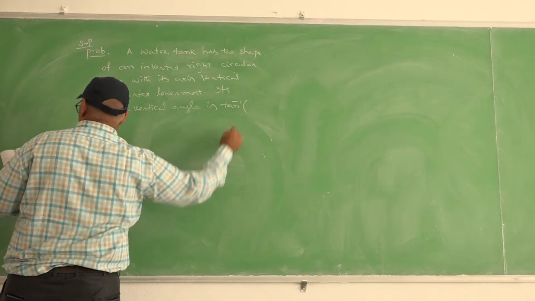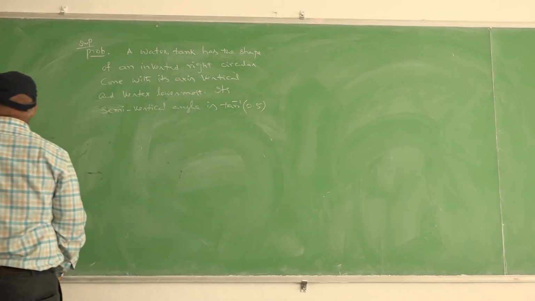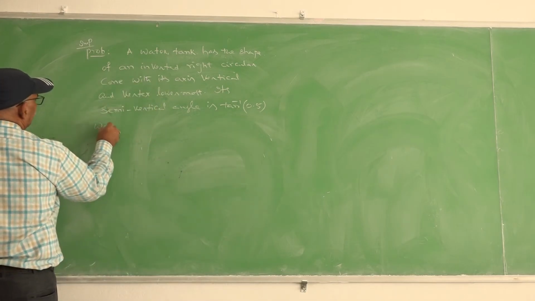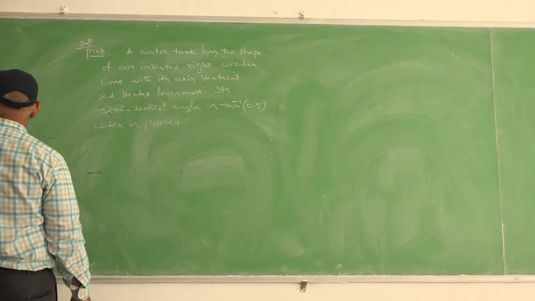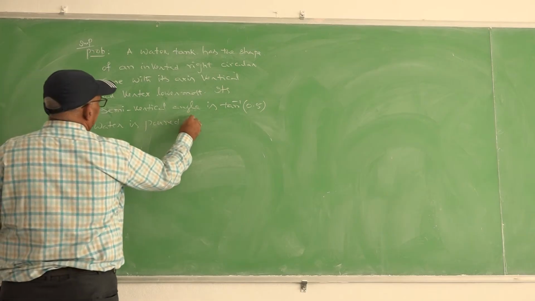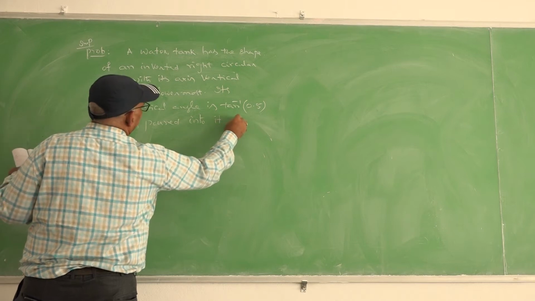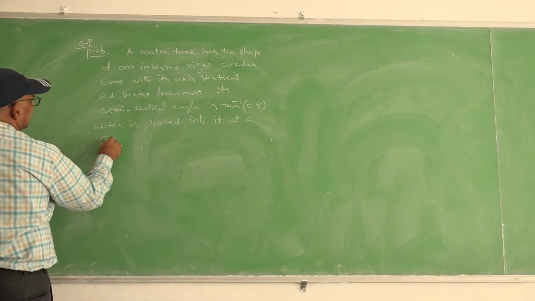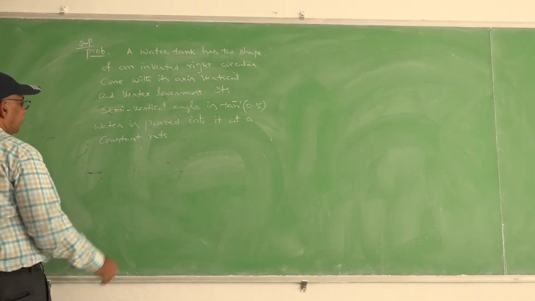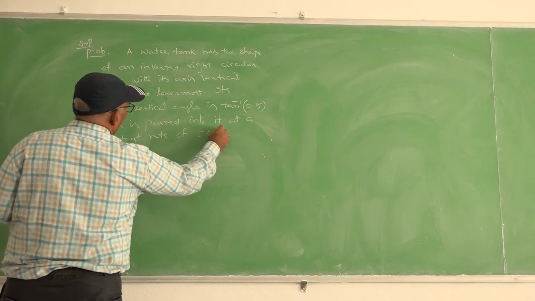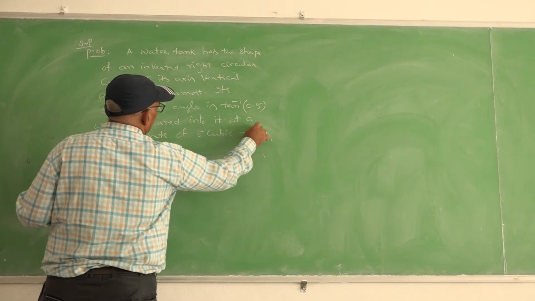Is tan inverse of 0.5. Water is poured into it at a constant rate of 5 cubic meter per hour.